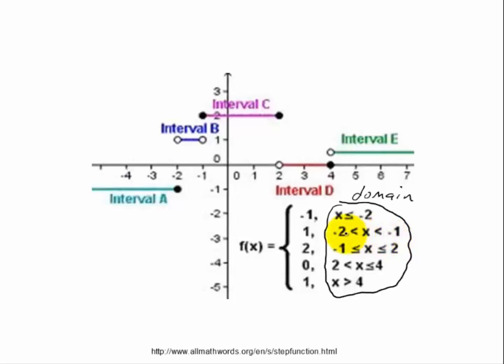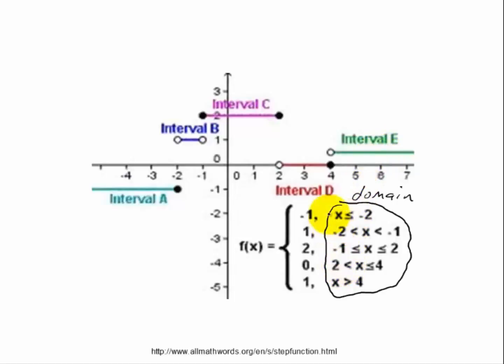That would be section B, interval B. When x is greater than or equal to -1 or less than or equal to 2, we use interval C here. So that would be 2. The next one, when x is greater than 2 and less than or equal to 4, we would use interval D value, which would be 0. And then all numbers greater than 4, that would be in the interval E, we use a 1.